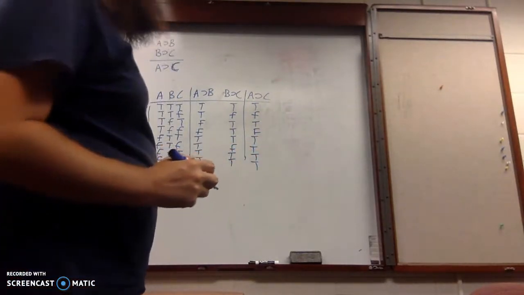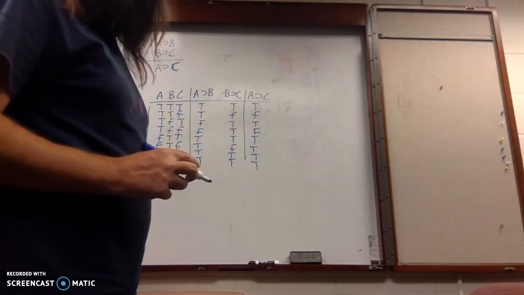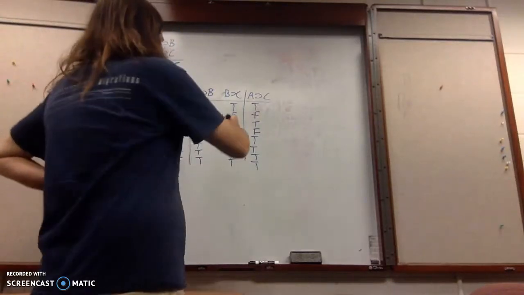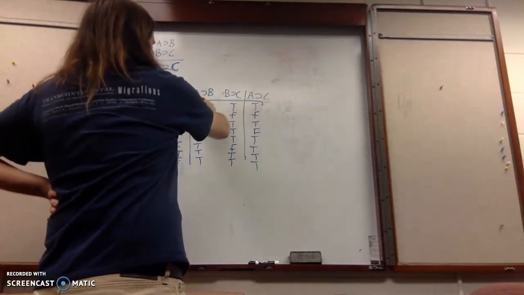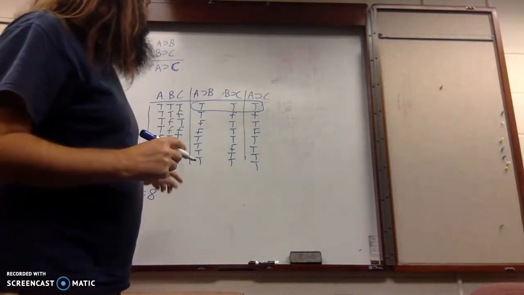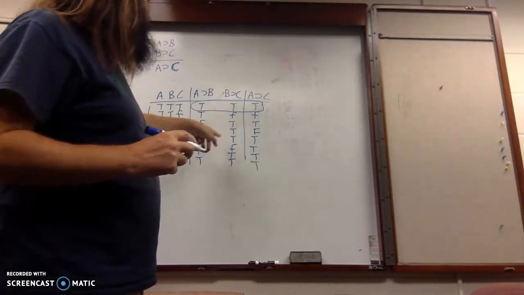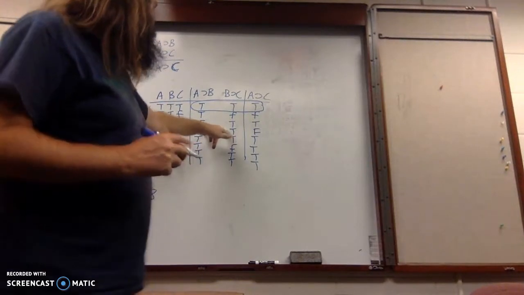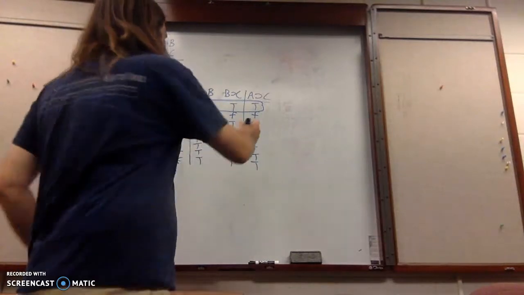So now we have to go through and look at all the rows where all the premises are true and the conclusion is either true or false. So here we have both premises are false. Here we have both premises are true and the conclusion is true. Here, one premise is true and the other premise is false. Here, one premise is false and the other is true. Same here. And here we have another row where both premises are true and the conclusion is true.